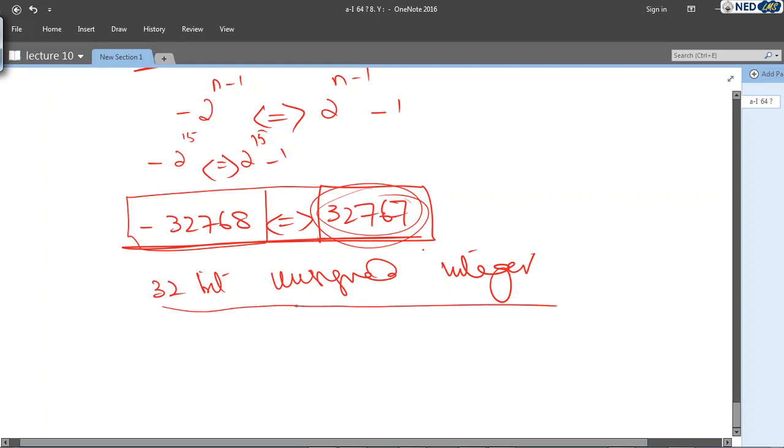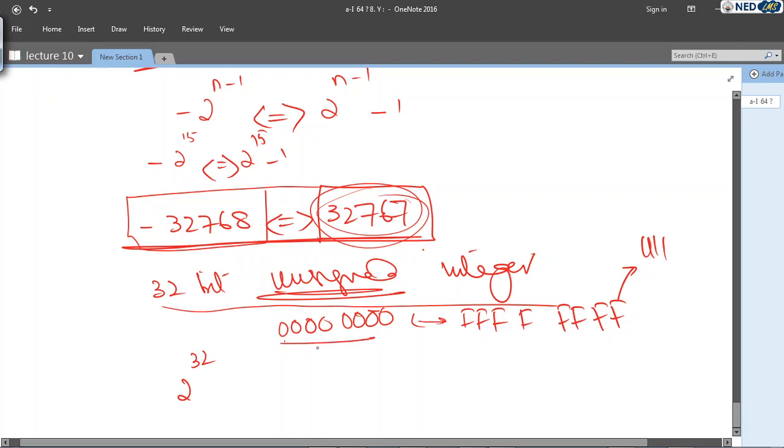So an unsigned 32-bit number would go from all zeros. How many zeros in hexadecimal would that have? 1, 2, 3, 4, 5, 6, 7, 8, because 8 times 4 is 32. Each hexadecimal digit represents 4 bits, and it would go all the way to all Fs, all ones, because each F represents 1111. So what are the maximum possible combinations if you have a 32-bit or 4-byte unsigned integer? It will go from all 0 to what is 2 to the power 32?